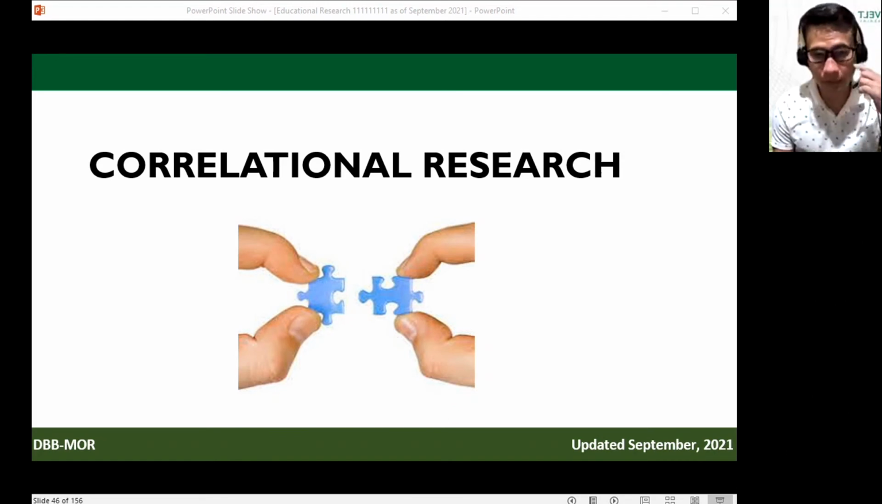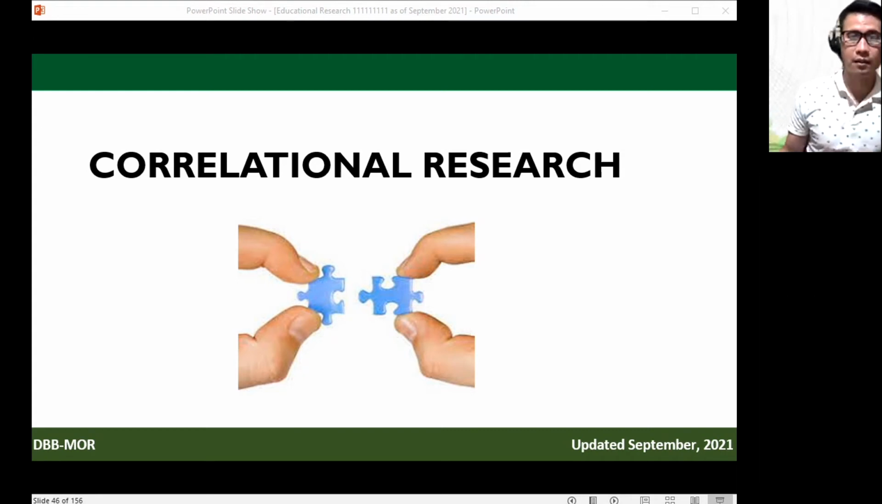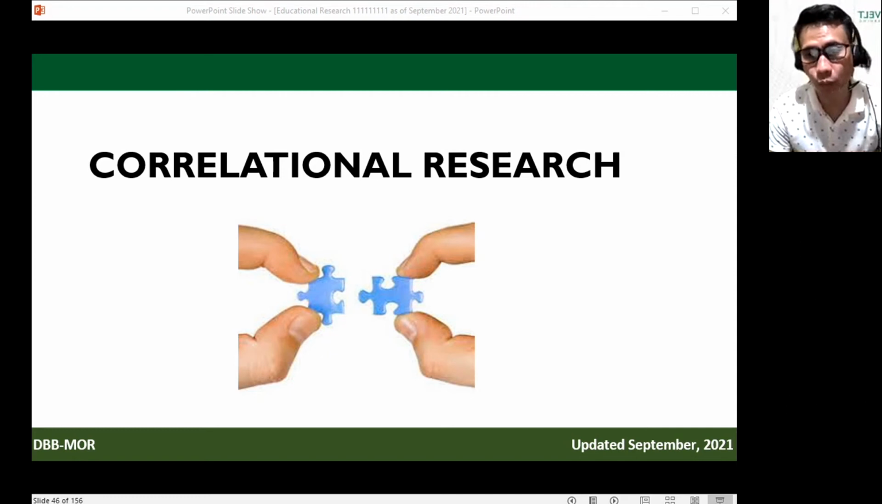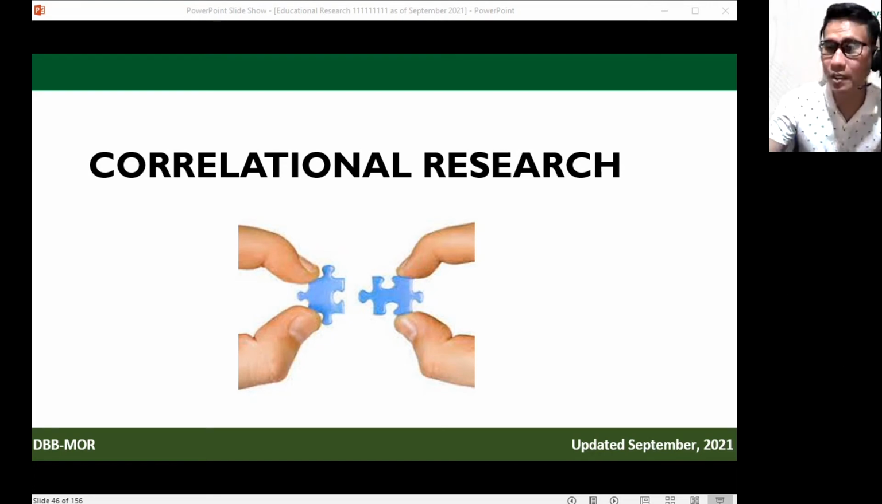For correlational research, this is also another type of quantitative research, but it is actually non-experimental research. Okay? It investigates relationships between variables without the researcher controlling or manipulating any of the variables. Comparing it with experimental research, we would be manipulating, right? The independent variable in order for us to determine whether there is a significant difference between the performance of the students after applying the intervention. So there is a manipulation.